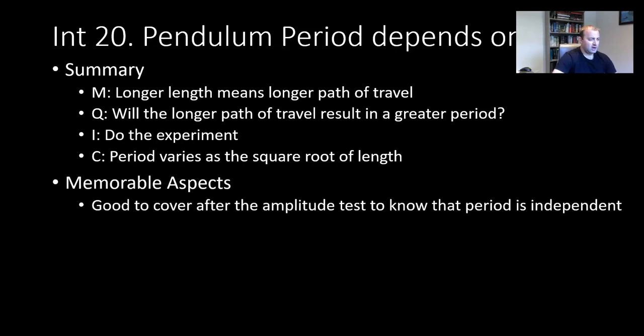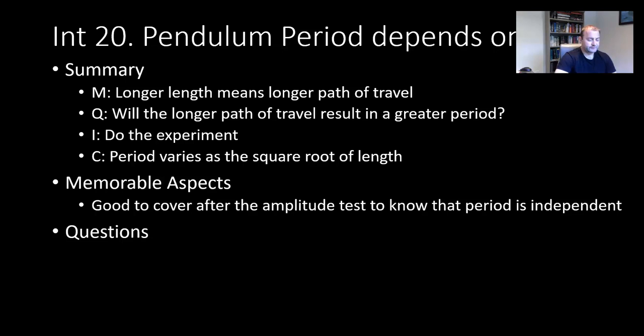Now, I did like how this is covered after the test of amplitude, so we can know in advance that amplitude is not going to affect the period. It's very good to know that, because then amplitude isn't something we need to be as worried about keeping constant if we already know in advance that it doesn't actually affect the period.